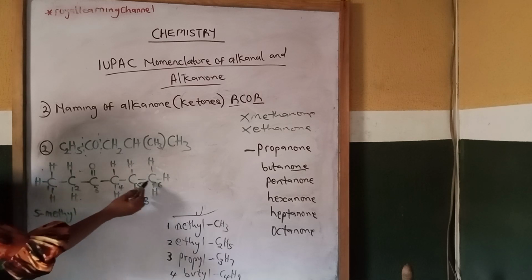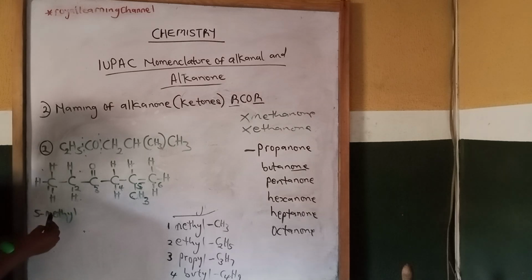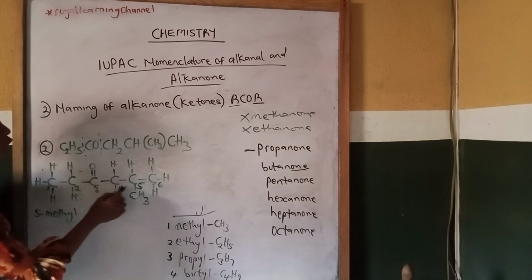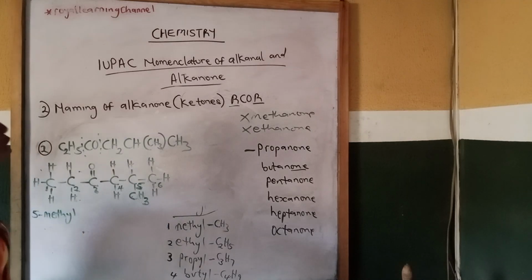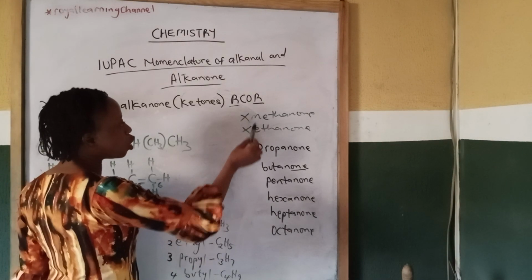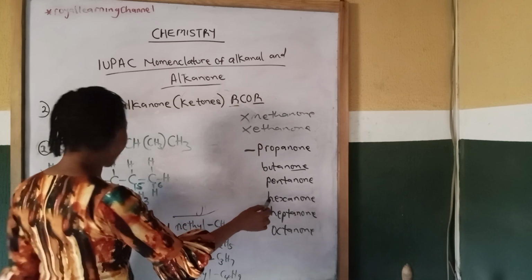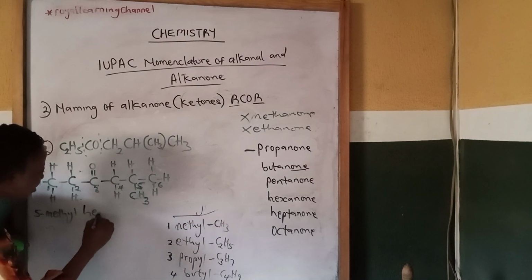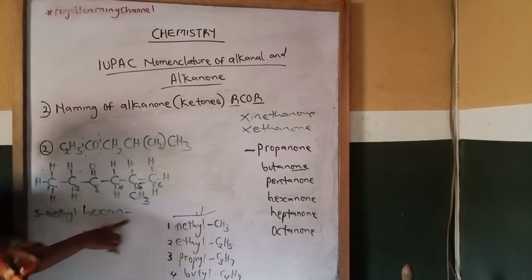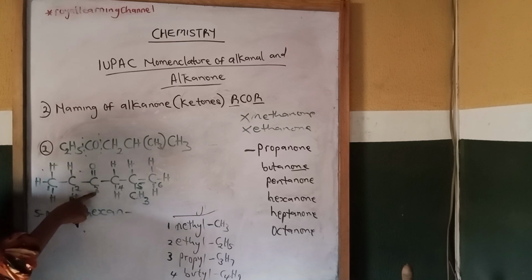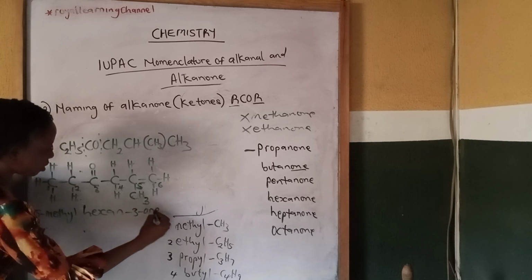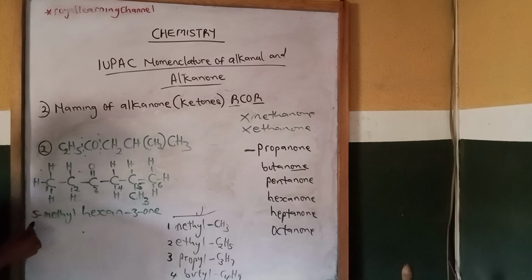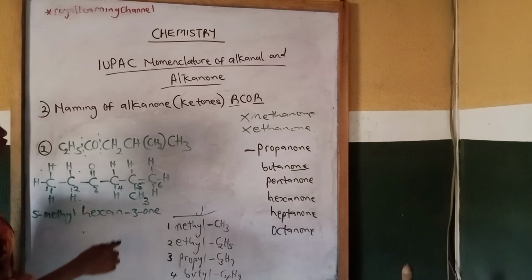Then no substituent again, so we have to name our root hydrocarbon. 1, 2, 3, 4, 5, 6. Your root hydrocarbon will be the sixth member of alkanone. That is hexanone. Then the "one", the "one" is on the what? The "one" is on the third carbon atom. So that's hexan-3-one. So this structure is called 5-methylhexan-3-one.